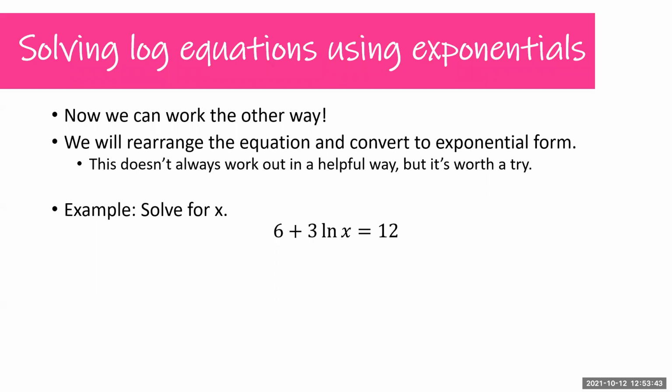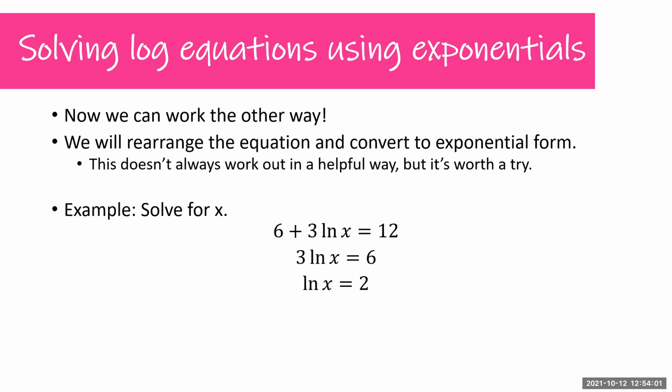So for example, let's solve 6 plus 3 natural log of x equals 12. So again, we want to get rid of that 6 so that we only have the natural log over on one side. Get rid of that 3. So we end up with ln of x equals 2. And now what do we need to do?